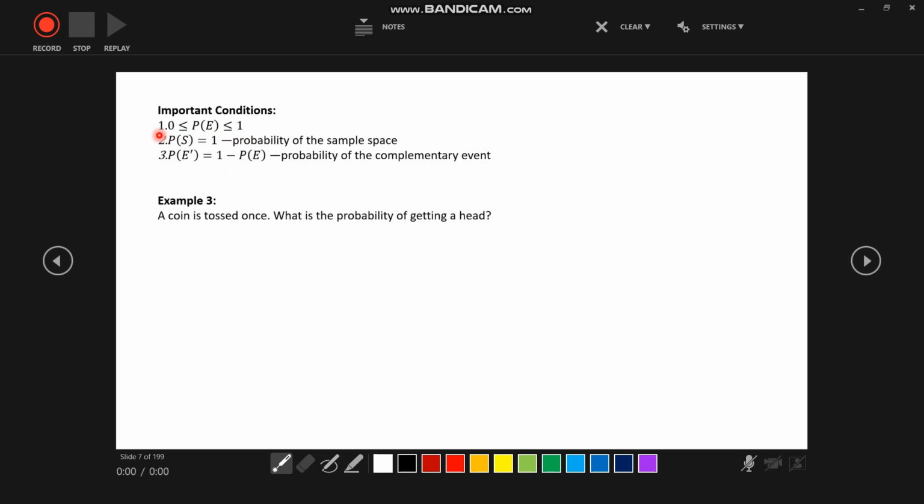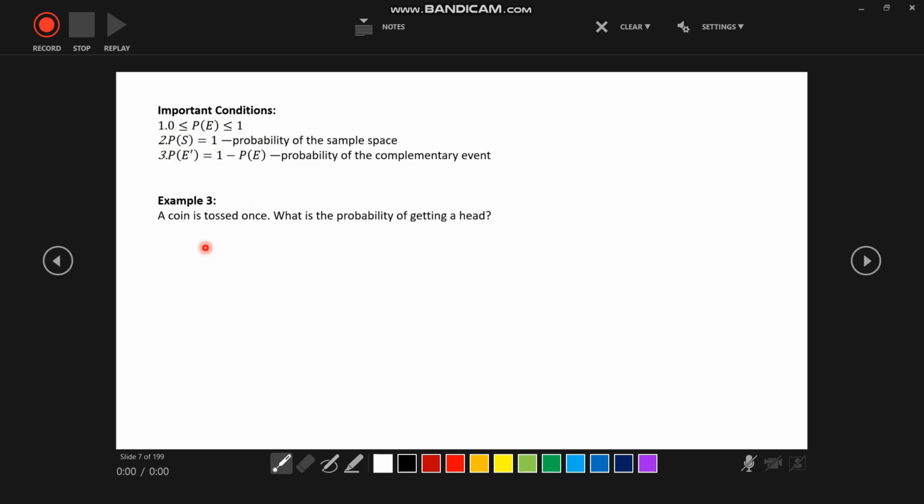The interpretation of this first condition is that the probability of an event is always between 0 and 1. So the probability of an event cannot be greater than 1 and it cannot be less than 0. If it is 1, then the event will happen. If it is 0, the event will not happen. So this is how we represent that statement mathematically. Then we have this: the probability of the sample space is 1. Then we have the third one as well. When we start applying them, you will understand them.